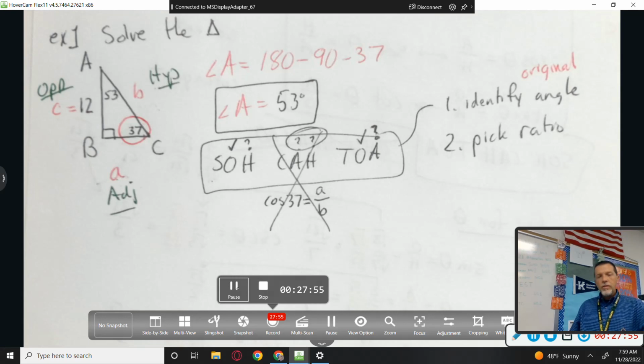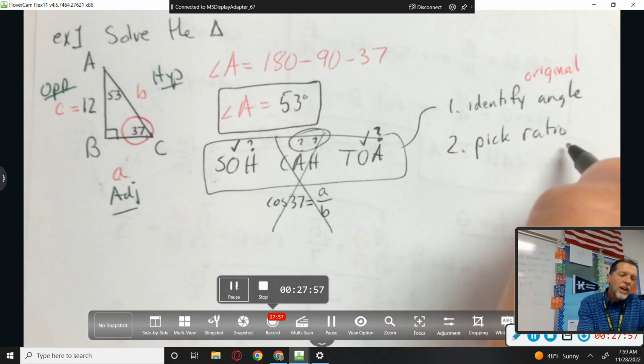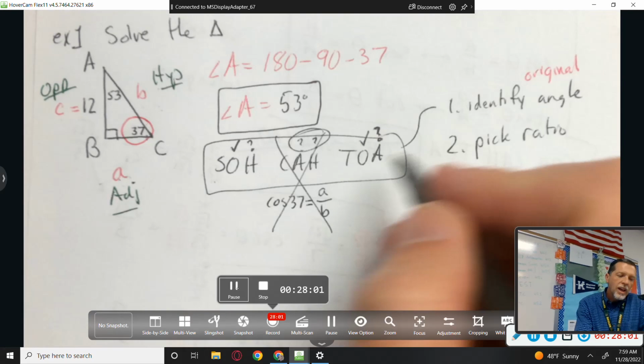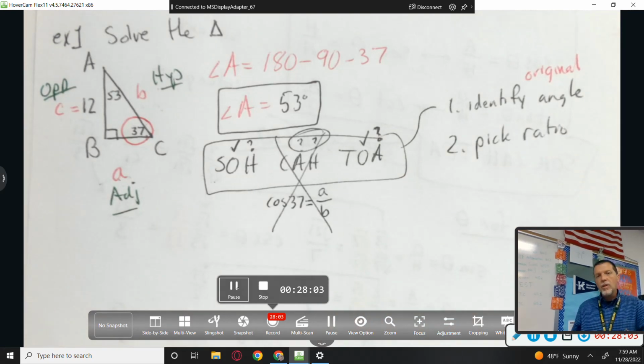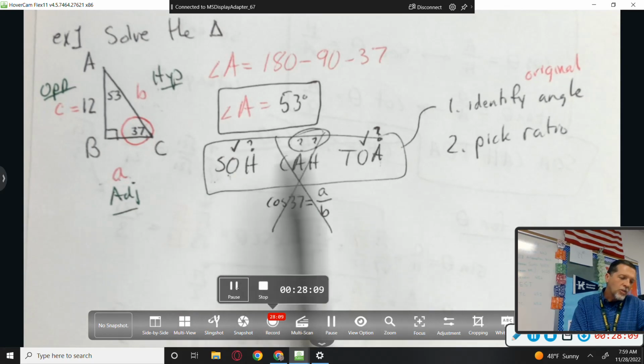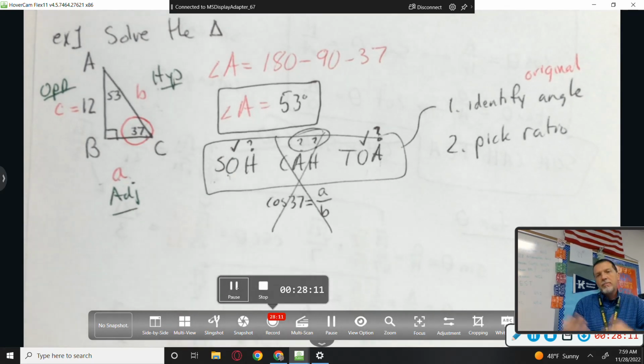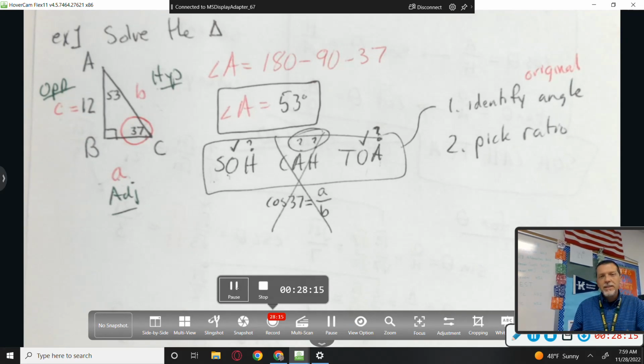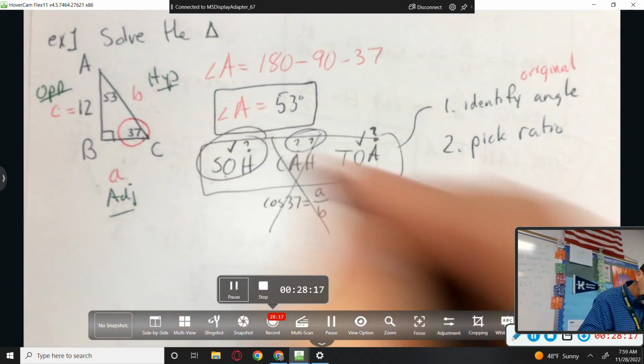So this is the process of picking the ratio. Pick the ratio where you know at least one of the sides. Don't pick one where you don't know either side. So I have a choice here. I can use sine or I can use tangent. Anyone got a preference? It does not matter at all. Sine it is, so we'll use sine.